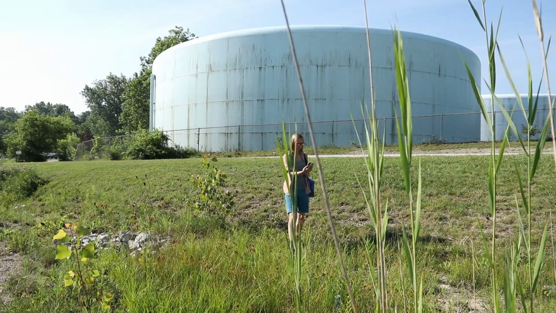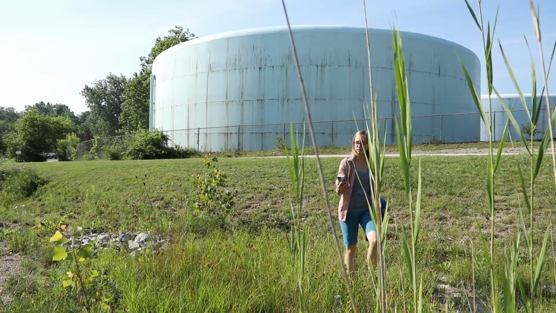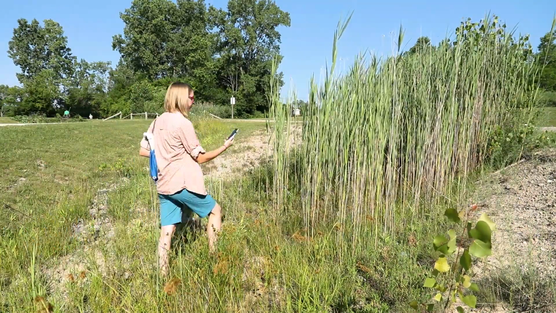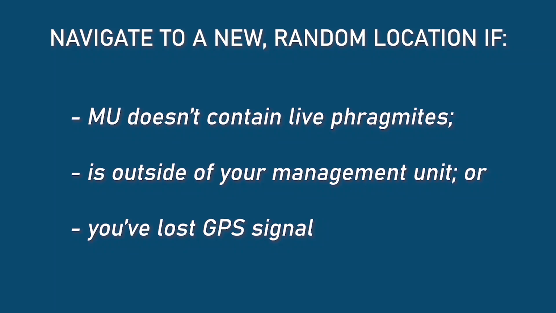Next, you'll navigate to each of the 5 suggested monitoring locations. Coordinates are provided on the WebHub under the View Management Unit tab. If a suggested location does not contain any live Phragmites, is outside of your management unit, or you lose GPS signal, please navigate to a new random location. Further instructions for creating a participant-established location can be found in the PAMF Participant Guide. Record your new GPS coordinates if possible.